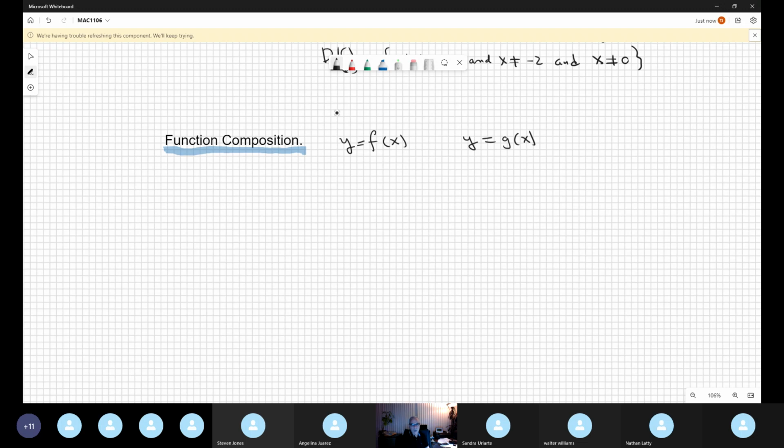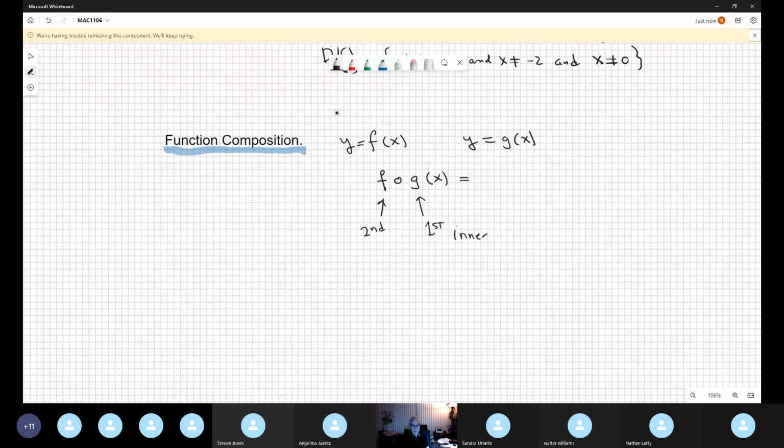And you put them together. But how? Composition means you put one function inside another function. So the notation is a little bit weird. You put, for example, F, a small circle, G of X. What does this indicate? We have two functions, but the order is important. The G is the first one. The G is the innermost. And the F is the second.